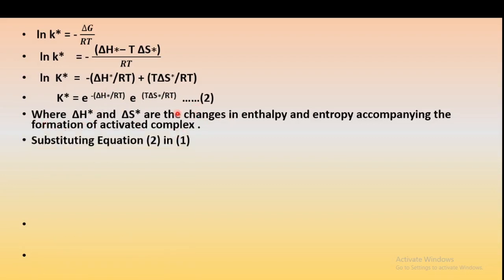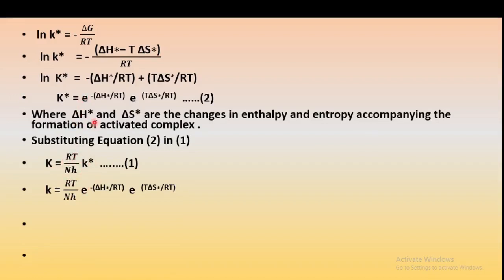By substituting equation 2 into equation 1, which was Eyring's equation, that is k is equal to RT upon Nh into K star. This was equation 1. So if we put this equation 2, that is the value of K star, into equation 1, what do we get? k is equal to RT upon Nh as it is, into K star.